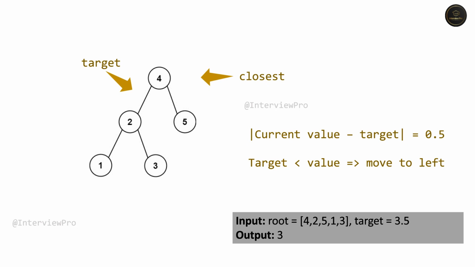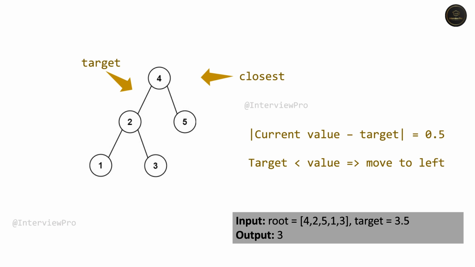The only entry point to the tree is the root node. So let's assume this is our closest value for now. So the closest value is 4. What is the distance from 4 to our target, which is 3.5? 4 minus 3.5 is 0.5. So this is the distance for now, and the closest value is 4.